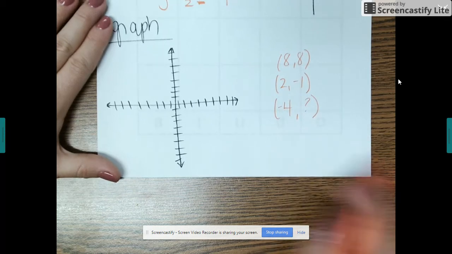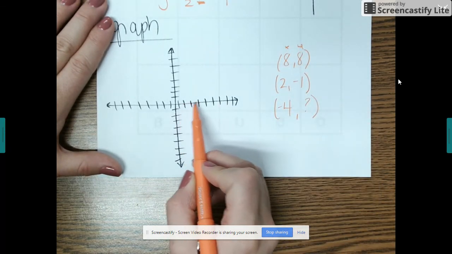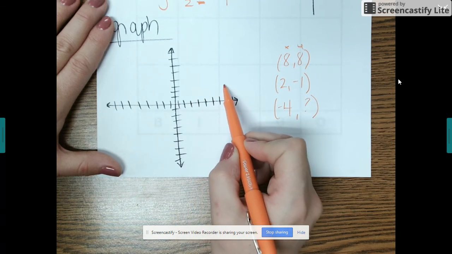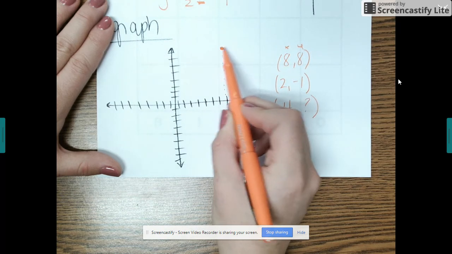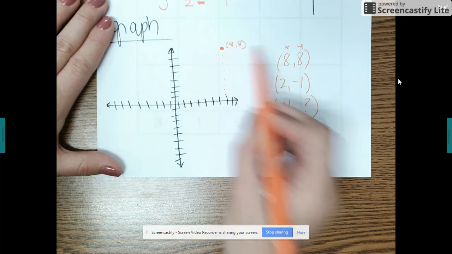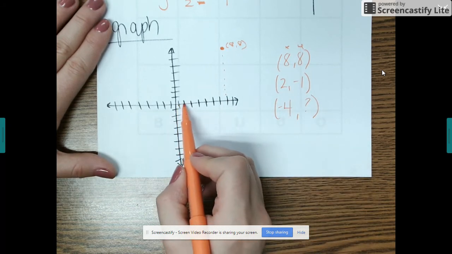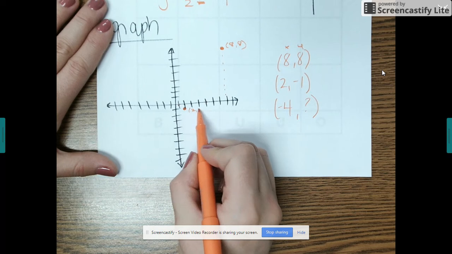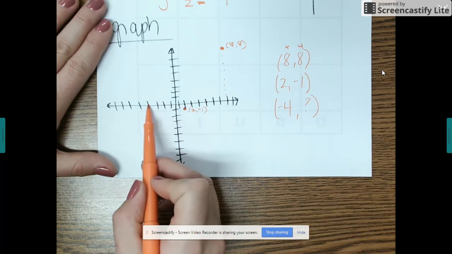Okay, so I'm going to go 8 is X, Y, 1, 2, 3, 4, 5, 6, 7, 8. I'm going to go up 8, 1, 2, 3, 4, 5, 6, 7, and 8. That is your first point. This is 8, 8. Then I'm going to go over 2. X is 2, +2, and Y is -1. Okay, and then we know that it's going to be X is -4.